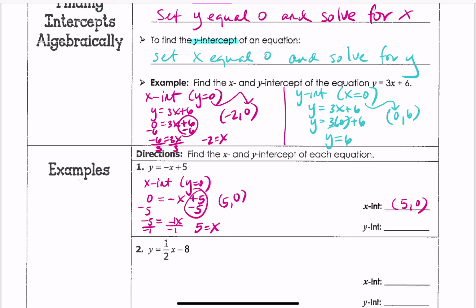And now my y-intercept, I'm going to set x equal to 0. So when I do that, I get y is equal to negative 0, which is just 0, plus 5. So y is equal to 5. So I know that x is 0 for my y-intercept. I figured out that my y is going to be 5. So this is (0, 5).